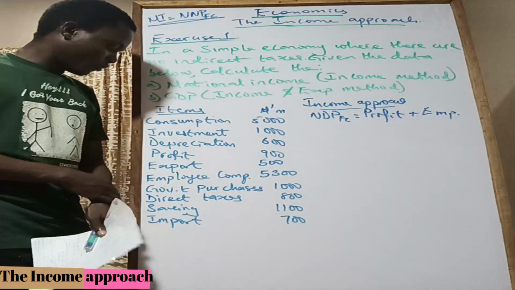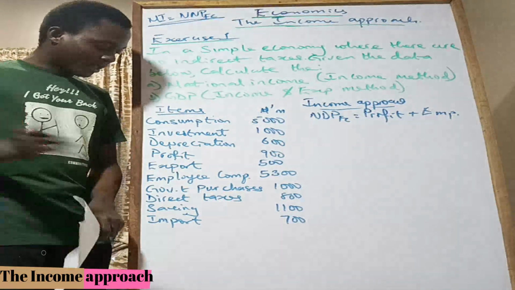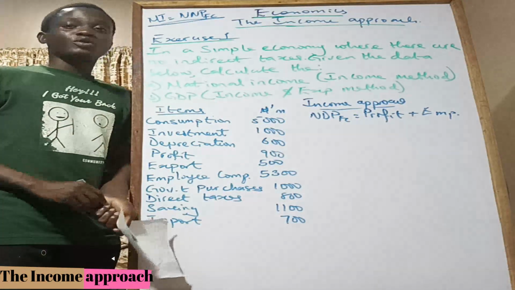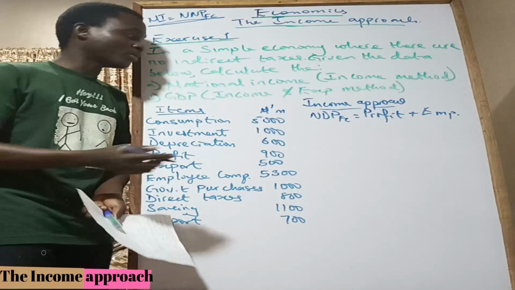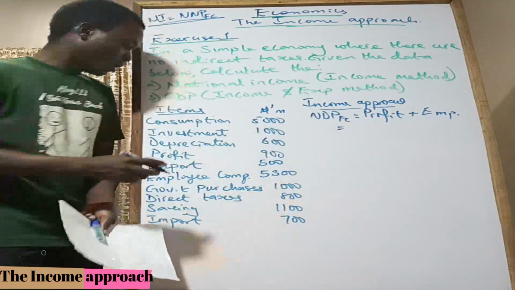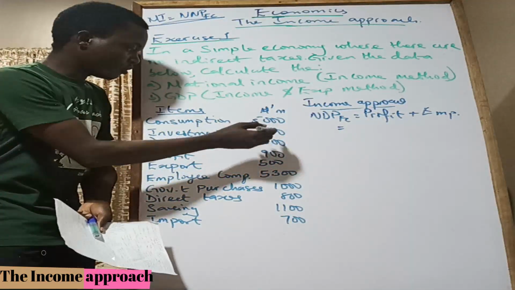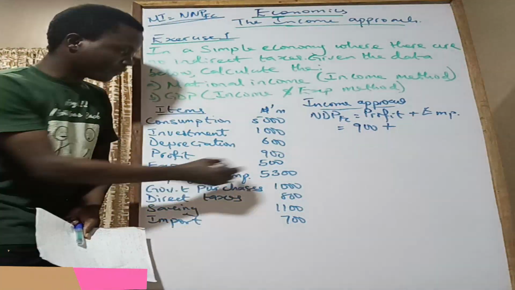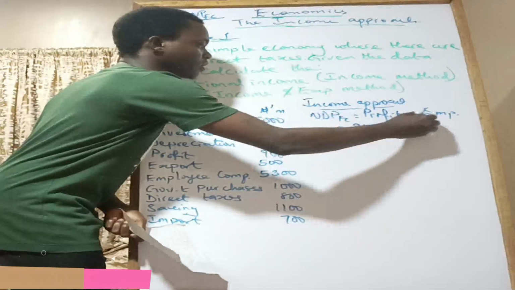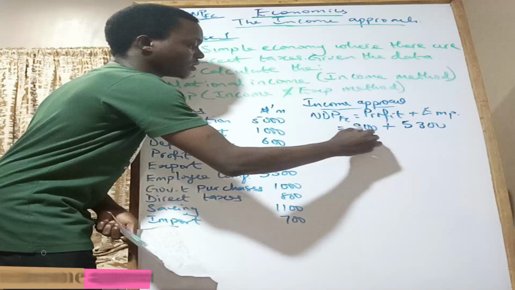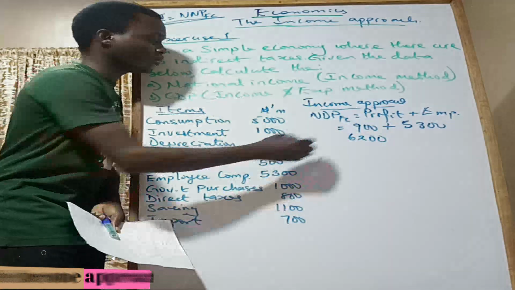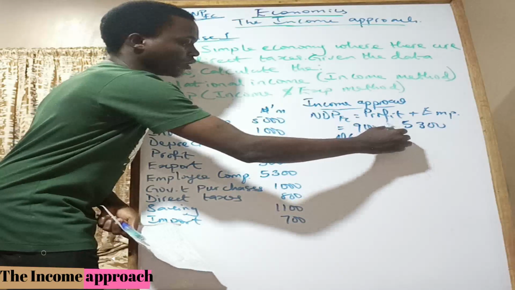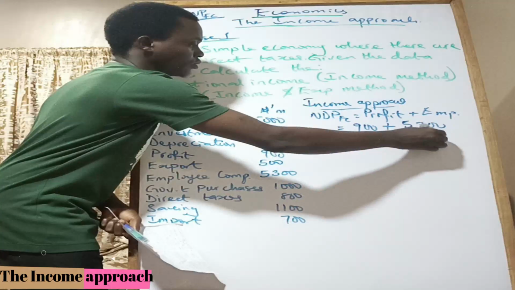So what else is a reward to factors of production? Government purchases? No. Direct taxes? None of our business. Saving? No. Imports? No. So we only have two rewards to factors of production that we can add up. Profit is 900 plus employee compensation is 5,300. So our NDP at factor cost is 6,200 million.